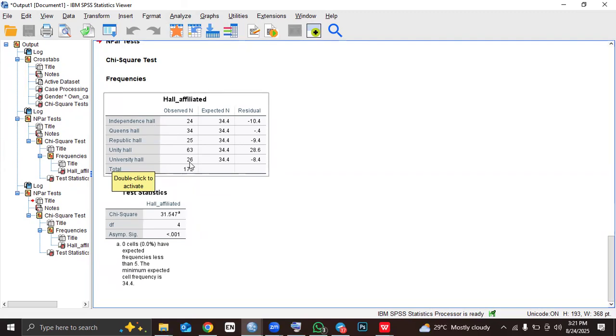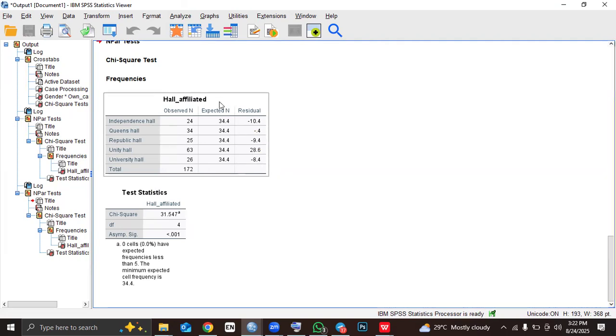But we were expecting that all the students would have been equally distributed or shared among all these 5 halls. So our expected value, we were expecting that each hall would have 34.4 students. So we were expecting that at least each hall would have a total of 34 students.